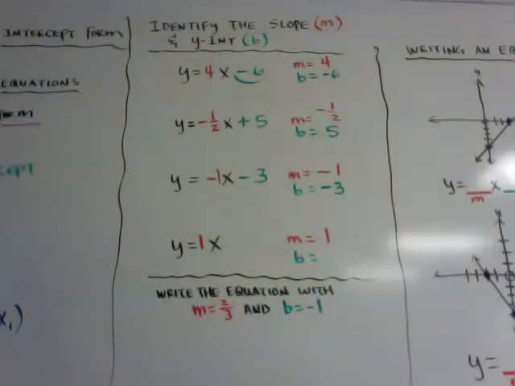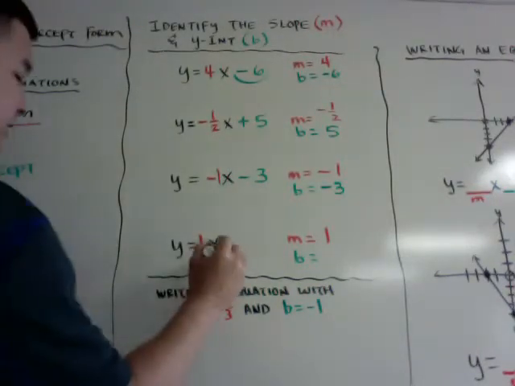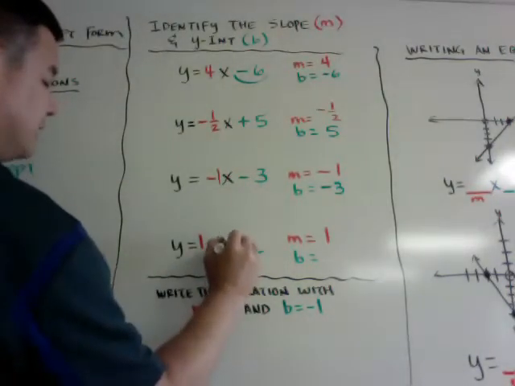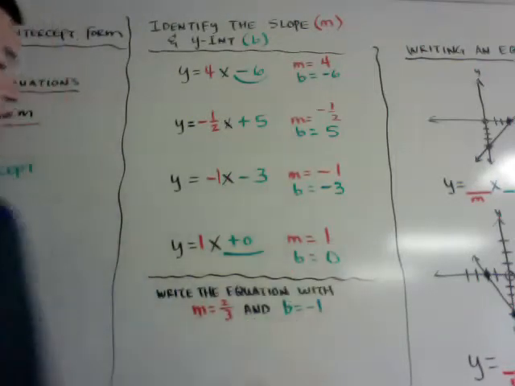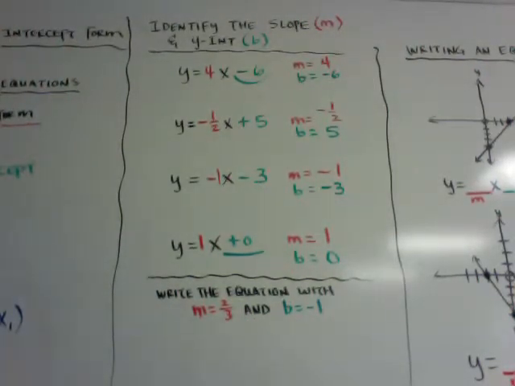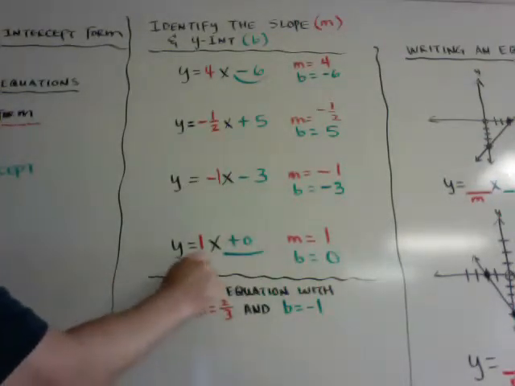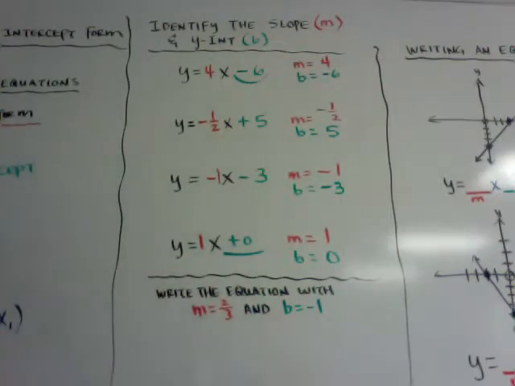But here's the tricky part. The b, if there's nothing here, that means it's like saying plus 0. So your b is 0, which is also the origin. So if you ever see an equation without a number after it, like just 3x, 4x, or whatever, without a plus or minus after, that means your y-intercept is the origin. It goes through the origin.